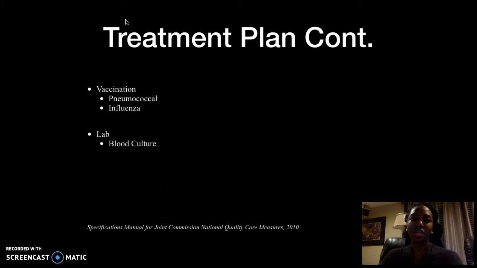Moving on to the treatment plan, it's important to look at the pneumonia vaccine. If the patient has not received the pneumonia vaccine, go ahead and give it. And if it's flu season, go ahead and give them the flu injection if they agree to it. And also with the antibiotics, we're going to do the blood cultures. When a patient comes in, we do blood cultures within the first 24 hours, and then that patient will be getting antibiotics based on the blood cultures that come back. These treatment plans are found through the Joint Commission core measures, and this is for our patient treatment plans.